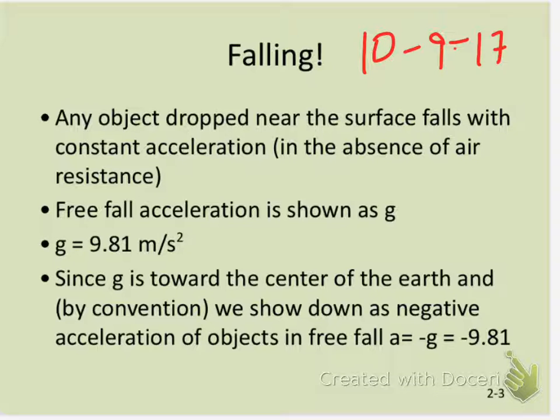So anything directly near the surface of the Earth is falling with constant acceleration. When we say near the surface of the Earth, we basically mean within the atmosphere. The atmosphere, hey, what demonstrates the limits of Earth's gravitational pull?